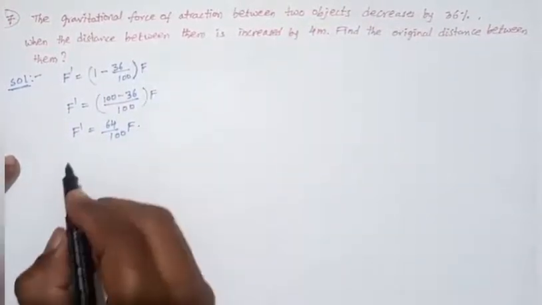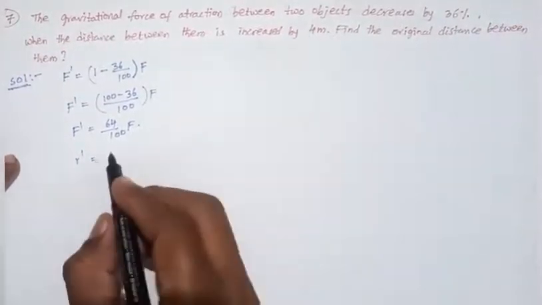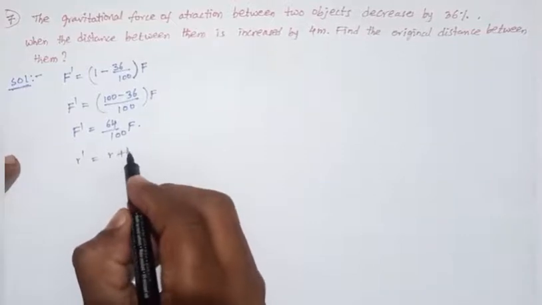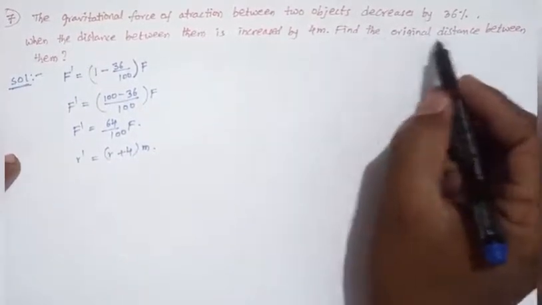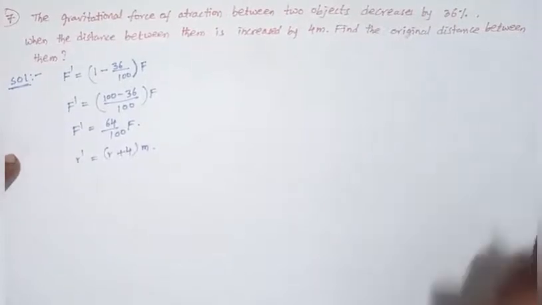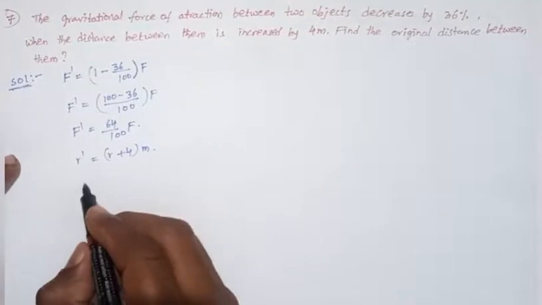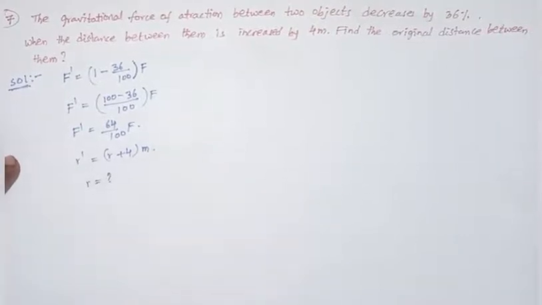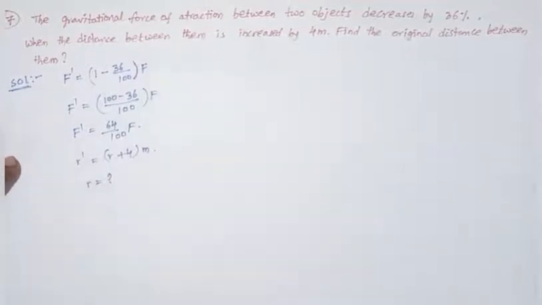Second one, when the distance between them is increased by 4 meters. So when the distance is r dash equals r plus 4 meters, find the original distance between them. So find the original distance. What is the r value? Okay, so this is given.